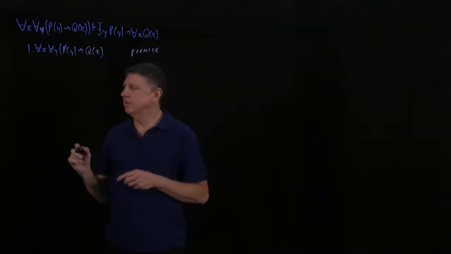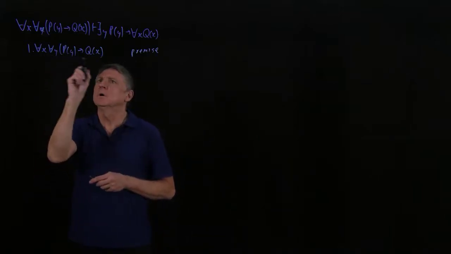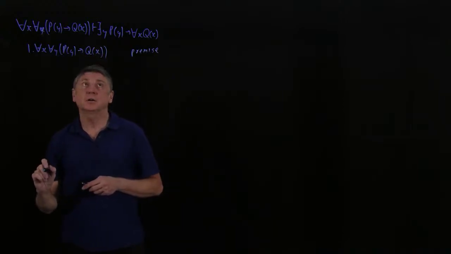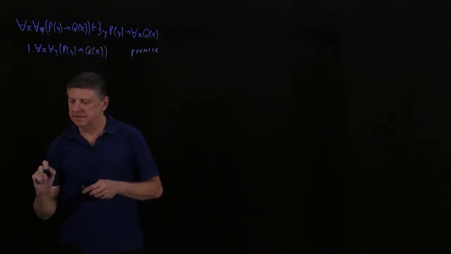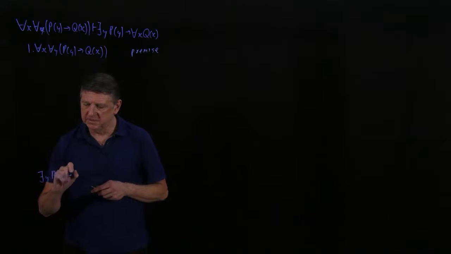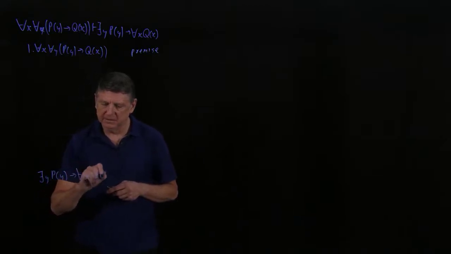And this might be a long proof. It certainly looks complicated, doesn't it? So from this, let's leave a fair bit of space, and our conclusion is if something is p, then everything is q.